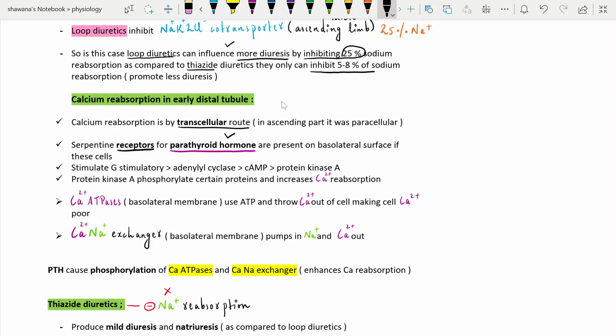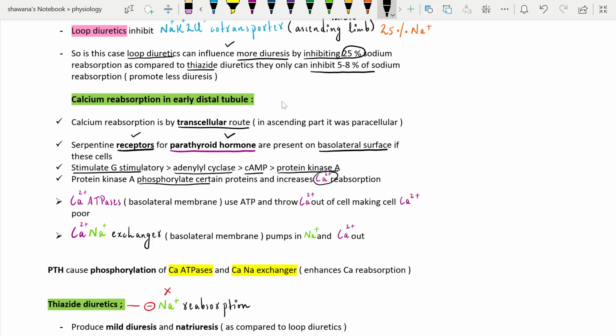Same thing is written here, that the receptor for the parathyroid hormone is present on the basolateral surface. G stimulatory protein will stimulate adenylyl cyclase, cAMP, then protein kinase A. The protein kinase A will phosphorylate many proteins that increase the calcium reabsorption.